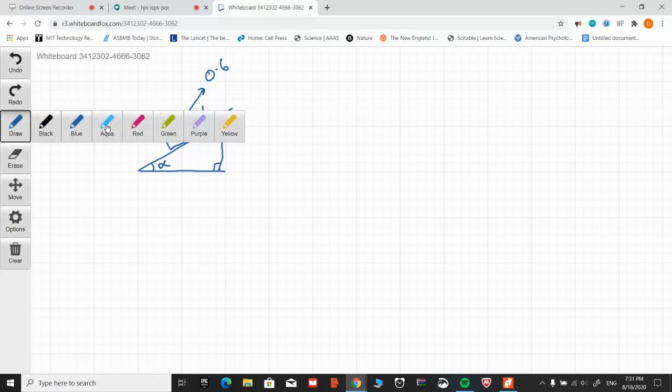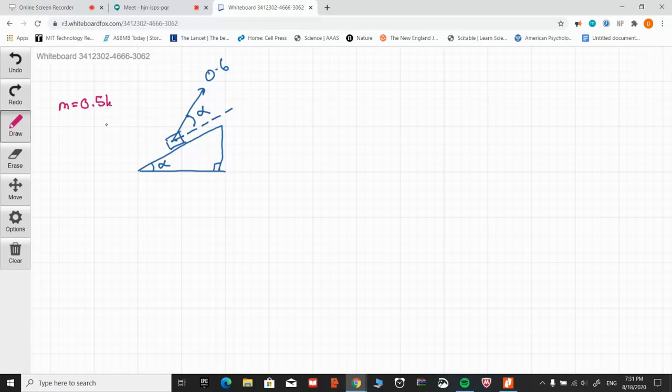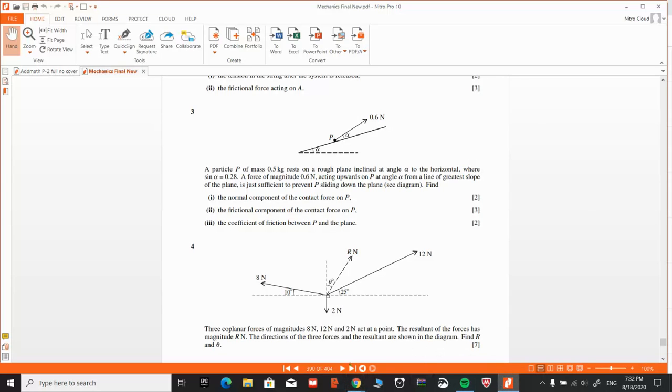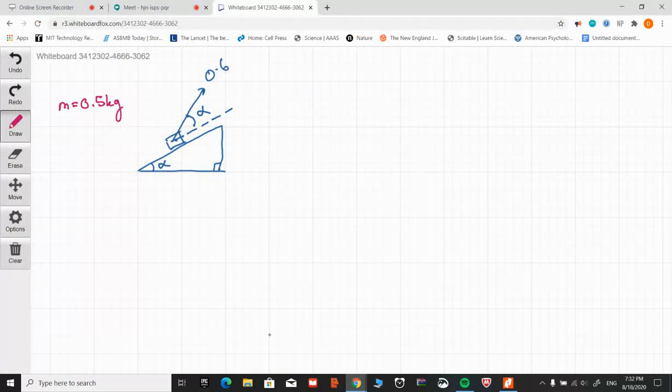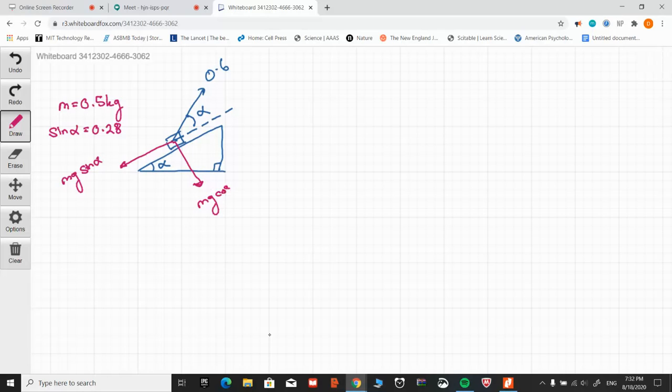Okay, now what do we do? What values do we have? I think the particle was 0.5 kilograms. And for the angle, we know that sine alpha is equal to 0.8. So the first thing I always ask you to do is put down the two natural forces that act. So this is mg sine alpha, and this is mg cos alpha.